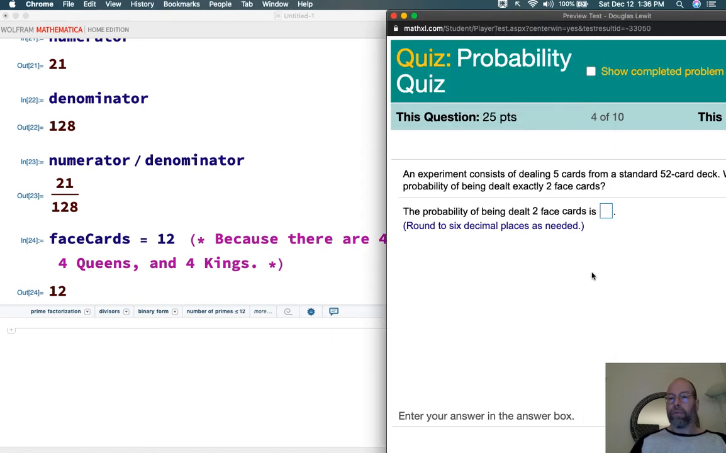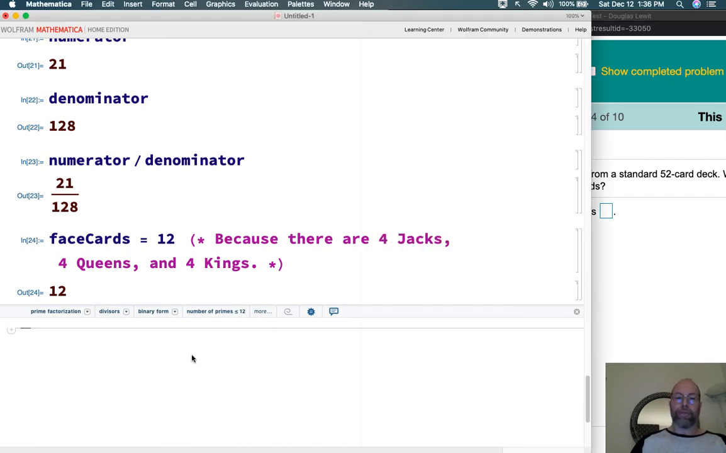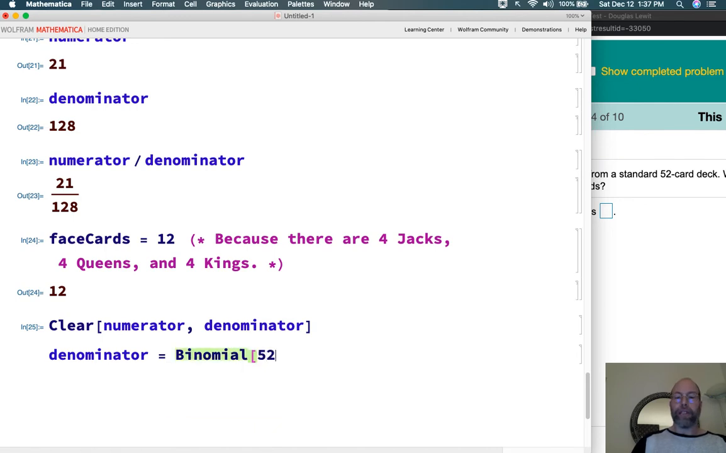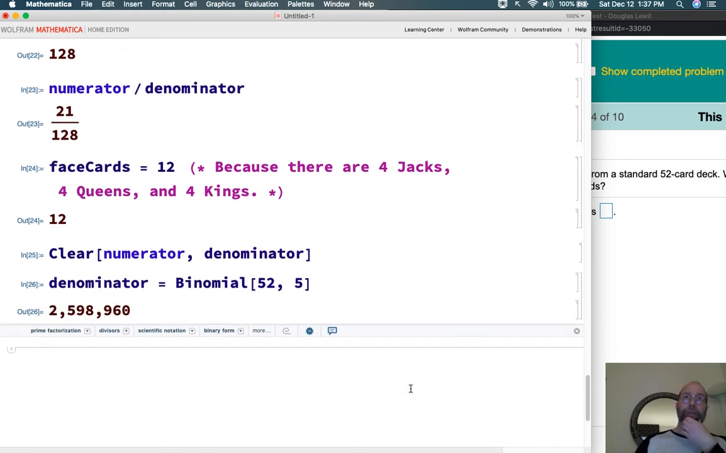So how am I going to do this? Well, we're being dealt 5 cards. So in the denominator, which is, in my opinion, usually easier to figure out than the numerator, is simply binomial 52, 5. Because we have a deck with 52 cards and we're being dealt 5. So how many different combinations are there? It's quite a few. 2,598,960 different combinations, and that's quite a lot, right?